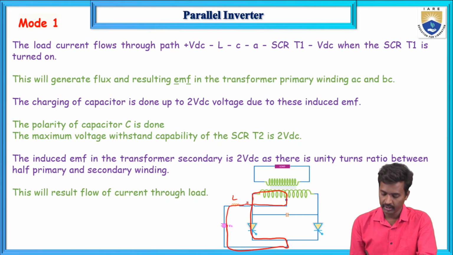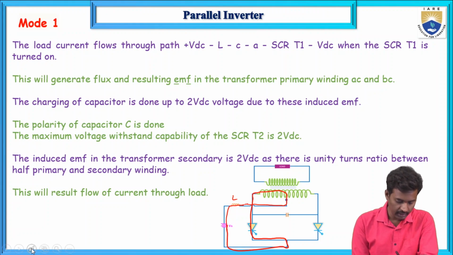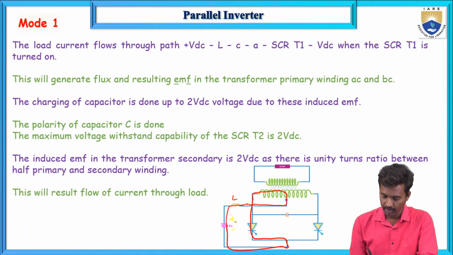So now the current direction, let me change the color over here. The current is from the plus and minus. So this is the current direction. This is the current direction in the mode 1 operation.